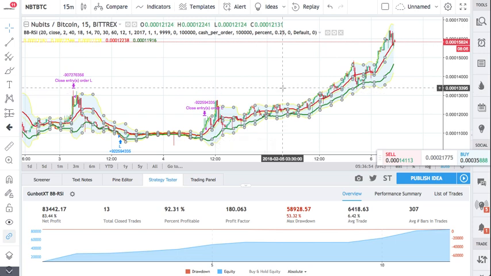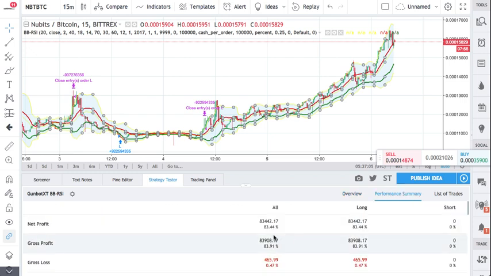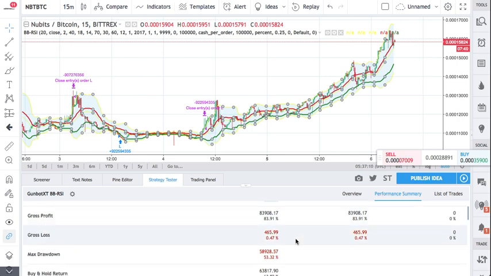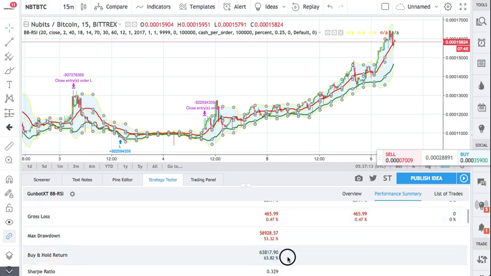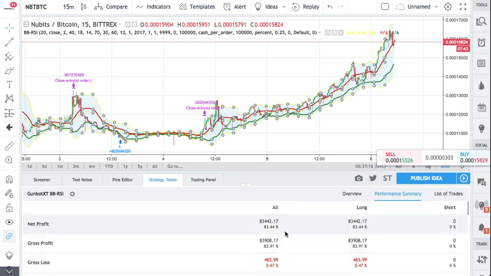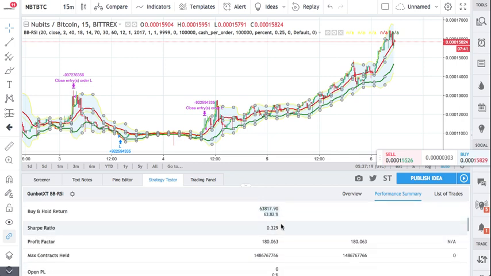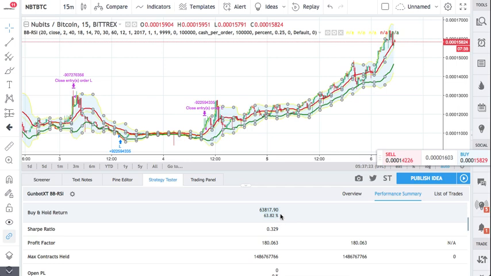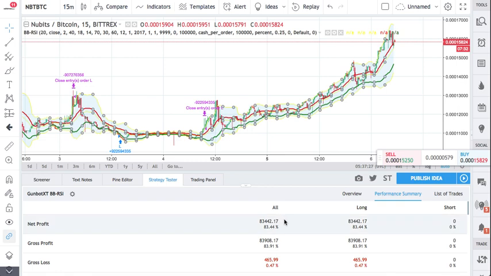Okay, so from that December 1st last year, there is an 83% net profit with 13 trades. 92% are profitable, which is good. If I go to the performance summary, I'm looking here, net profit 83, gross profit 83, gross loss 0.47, max drawdown 53, buy and hold 63.82. So what that's telling me is that with this particular setting, if I would buy on December 1st and hold it until today, it would have 63.82% gain, but I would have 83% if I had this setup running.